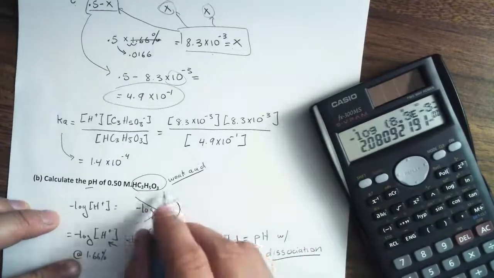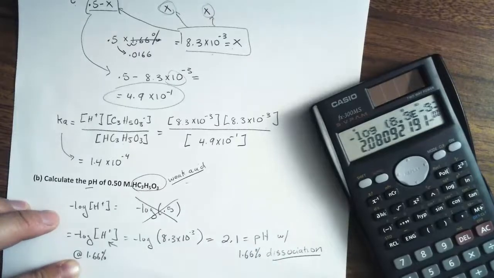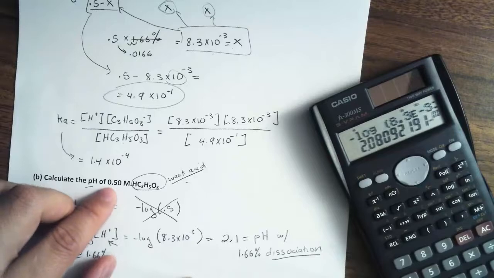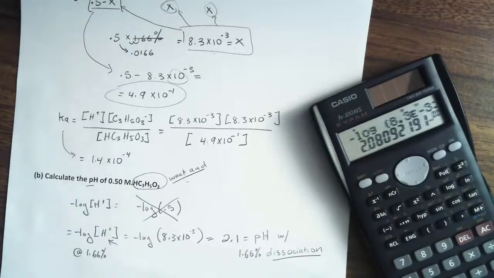Because this is a weak acid. If it's a strong acid, then our life will be a lot easier, right? Because we just use those values right there, and boom, we're done. Because it's 100% dissociation for any strong acid.